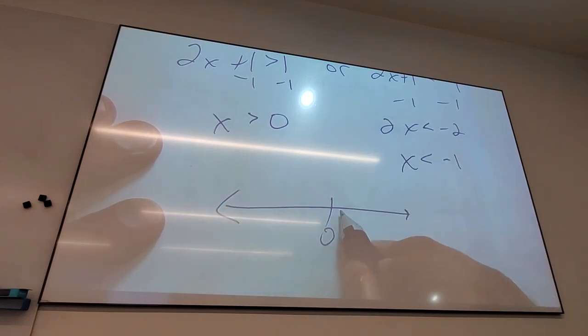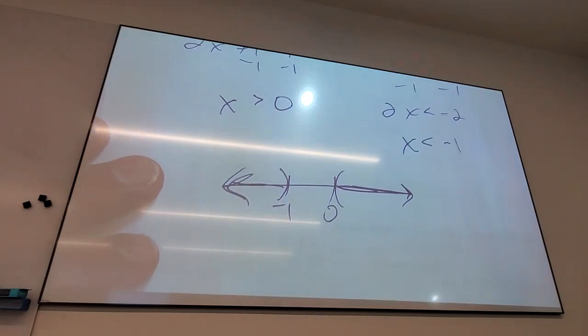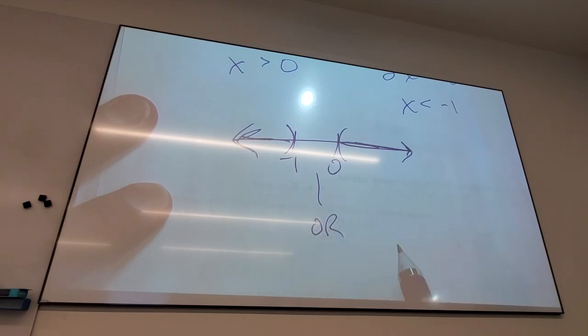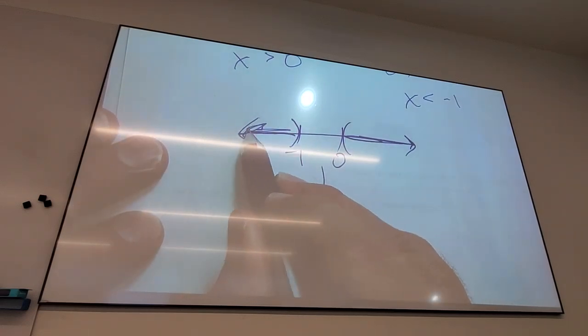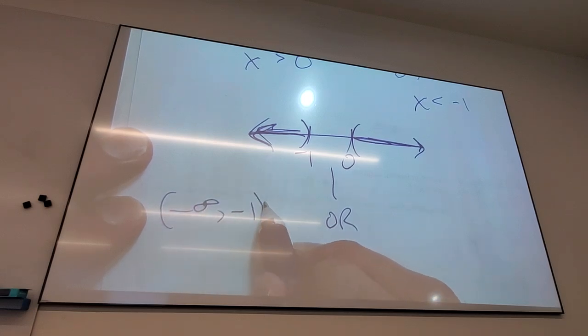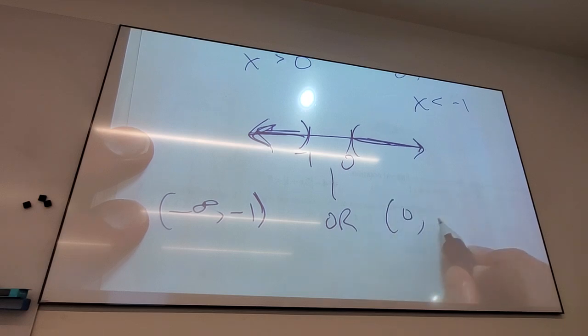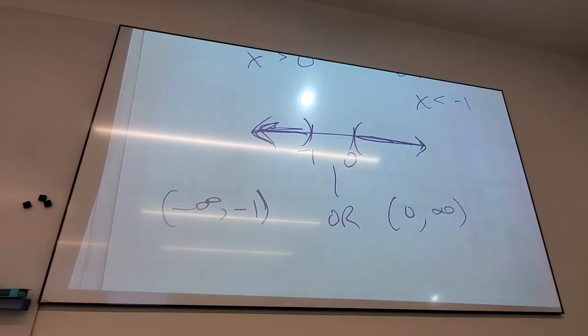Greater than 0 or less than negative 1. So this one is going to start at negative infinity up to negative 1, and I already know I'm going to use a parenthesis. And this one's going to start at 0, go way up to infinity. Okay, not too bad. When you have a greater than, stay away from me. When you have a less than, stay close to me.